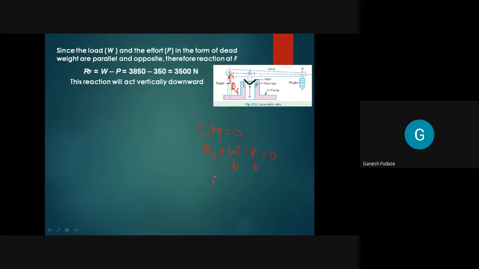So my equation is, yes, RF plus 3850 minus 350. Not directly, W minus P. Yes or no? 3850 minus 350. It is 3500. Yes or no? Is equal to 0. So your RF is equal to how much? 350. No, it is 3500, no? Minus 350. Minus 350 not. It is minus 3500. Sorry.